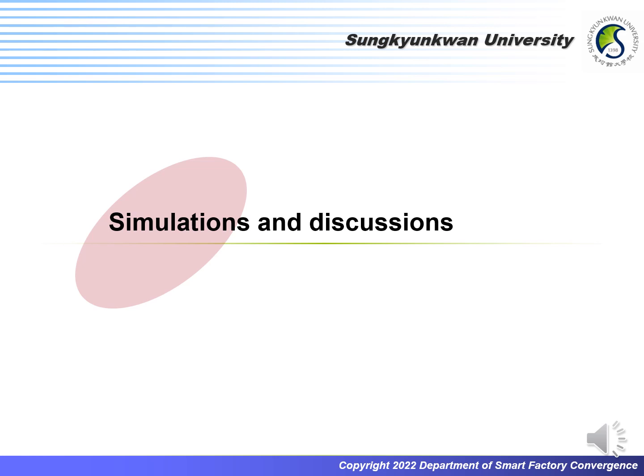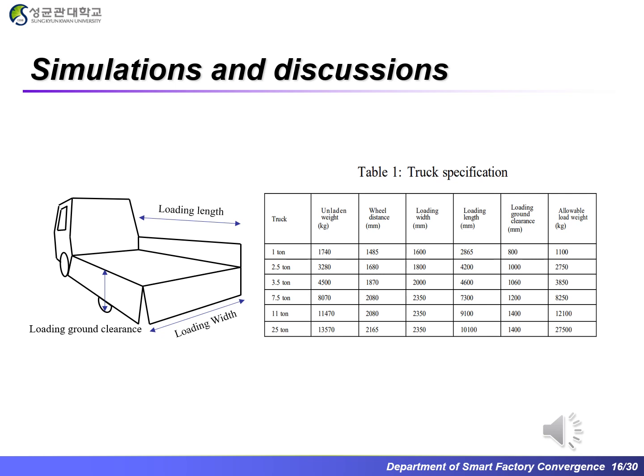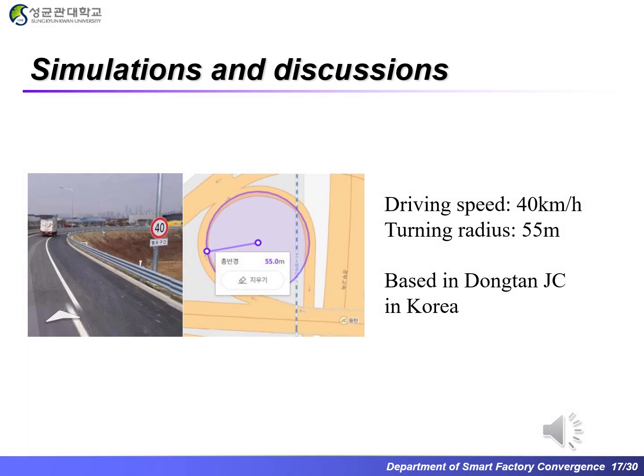Next, simulations and discussions. The specifications of each vehicle by ton class were referenced in the catalog of automobile manufacturers. And in the simulation, the specifications of the vehicle were applied as shown in Table 1. The driving conditions were set based on the turning radius and speed of Dongtan Junction in Korea. The turning radius is 55 meters and the vehicle's driving speed is 40 km per hour. For index R, 0.4 or more was set as caution and 0.5 or more as rollover, in consideration of external factors such as crosswinds.